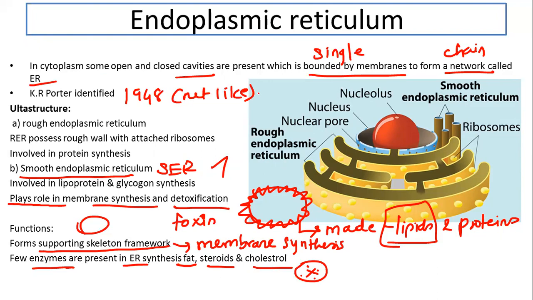When we talk about ultrastructure, two types of endoplasmic reticulum are there. One is RER and another one is SER. RER will be rough because of ribosomes. SER will be smooth because of the absence of ribosomes. RER is involved in protein synthesis, whereas SER is involved in lipoprotein and glycogen synthesis. That's it. This is what we have to know about endoplasmic reticulum. Hope this is helpful.